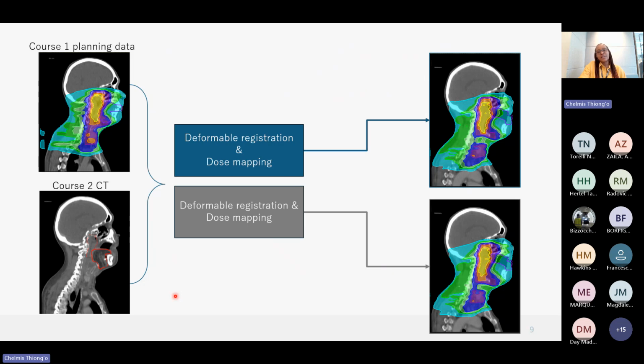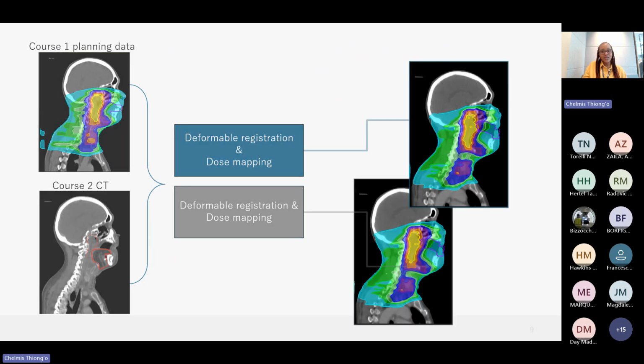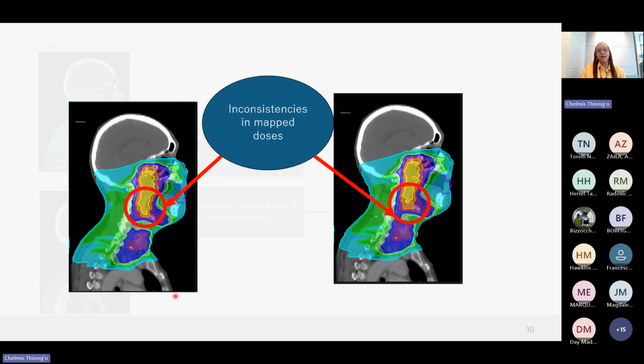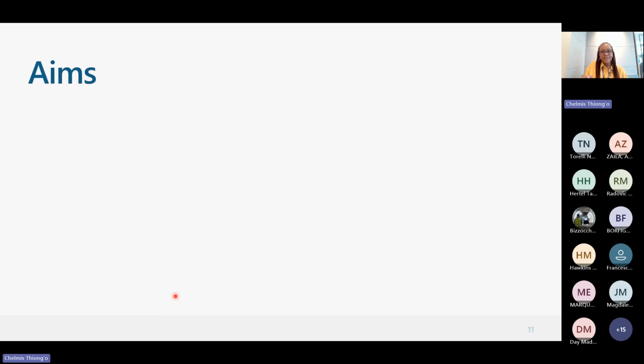Another challenge with deformable registration is that different deformable registrations can result in a plausible dose mapping, with each plausible map resulting in different mapped dose distributions. So what we end up with is inconsistencies in mapped doses.